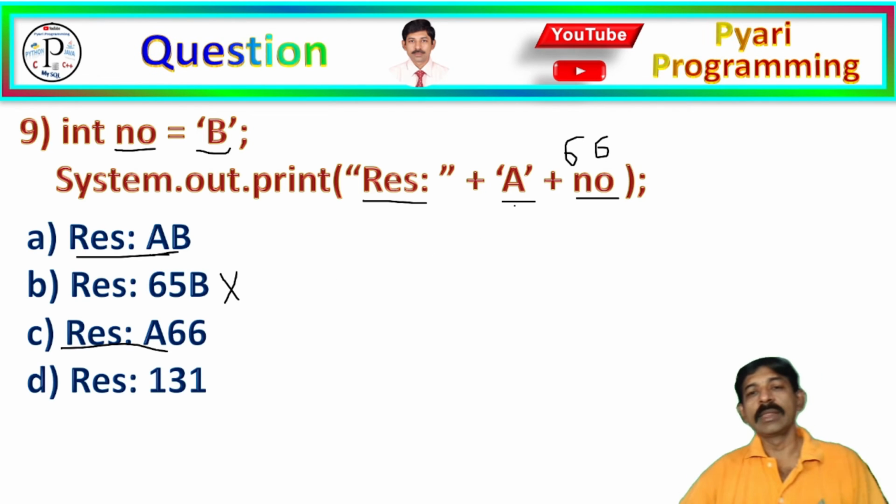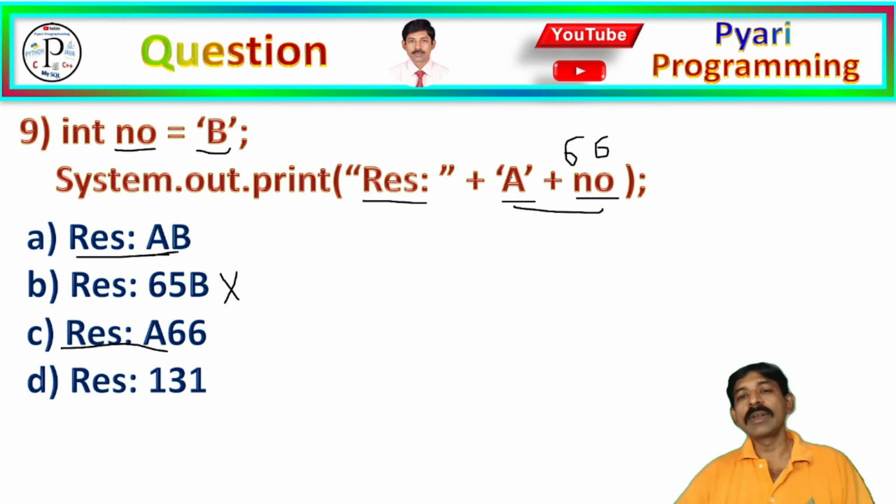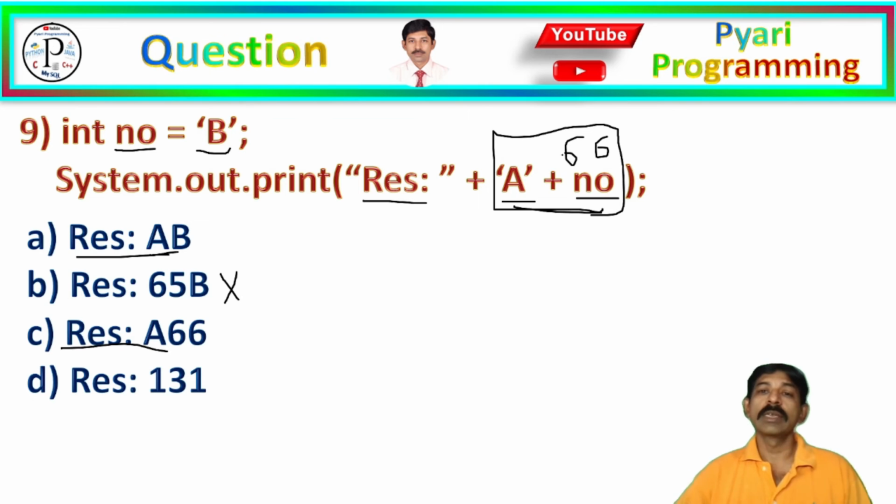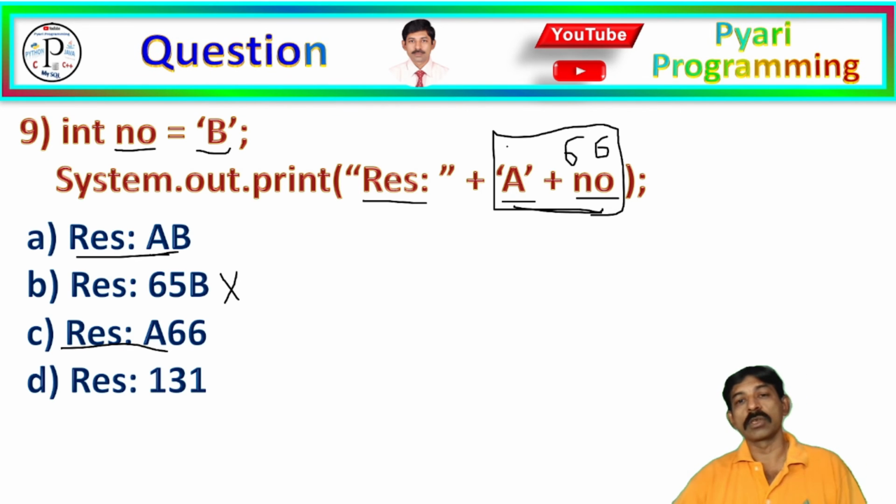Now, if you think on this side, A plus NO. Now, if I say A is your 65 and NO is my 66, now 65 plus is there. That means according to the previous example, these two are going to be added. In that case 65 plus 66, obviously this is going to be converted into your ASCII value because plus is there. When a character is going to be added with an integer, the character is going to be converted to its ASCII value. So 65 plus 66, 131. This can be your answer. Now we got three candidate answers.